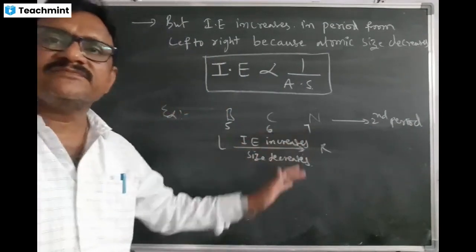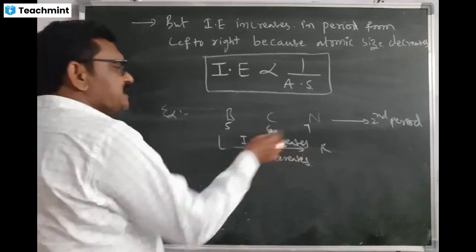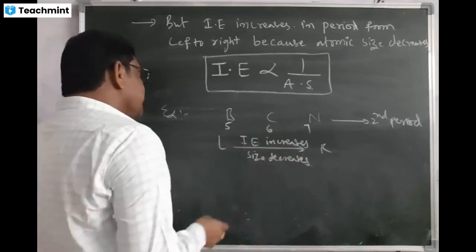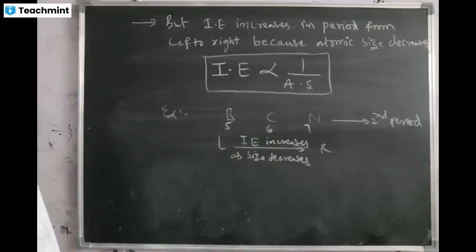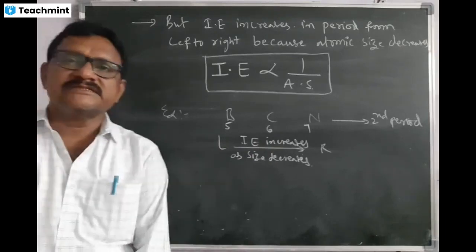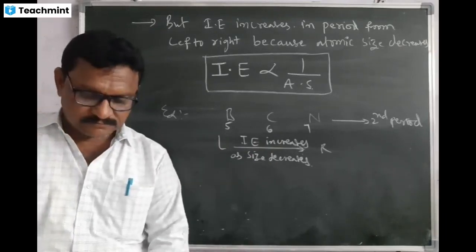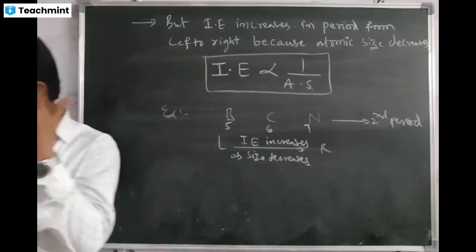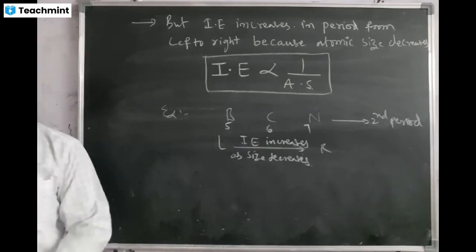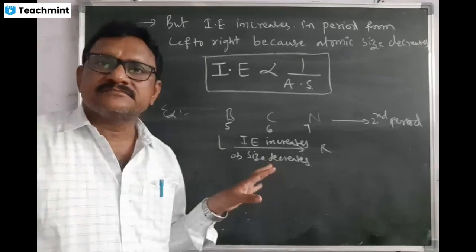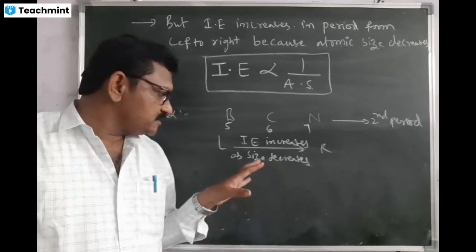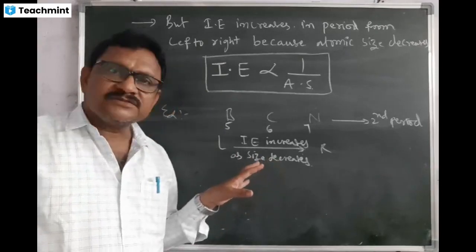Ionization energy, IE, decreases as size increases. Okay, this is the matter about ionization energy. I think you understood very clearly.